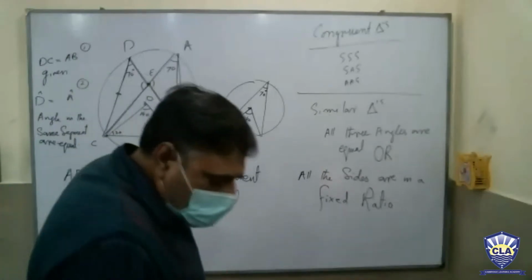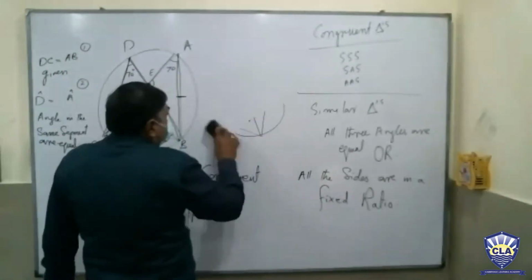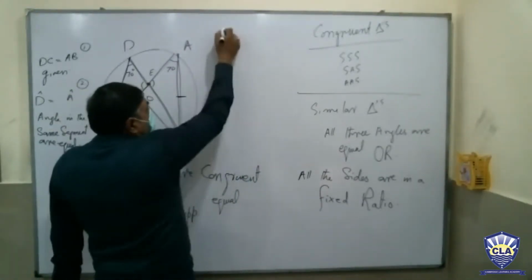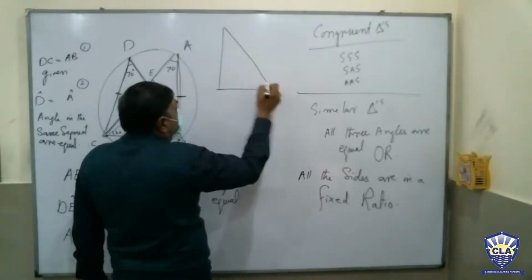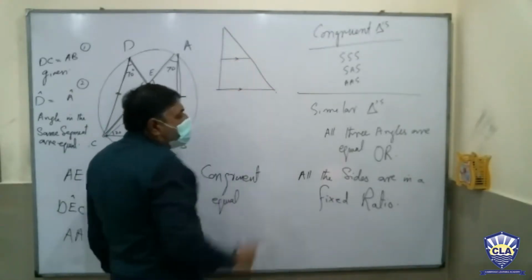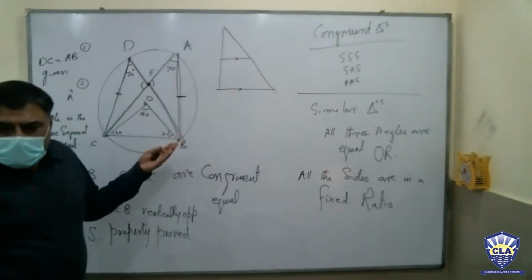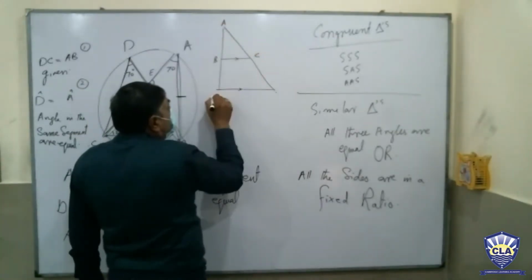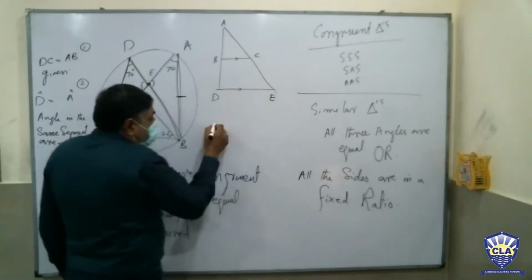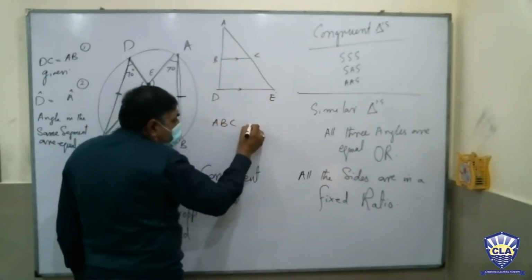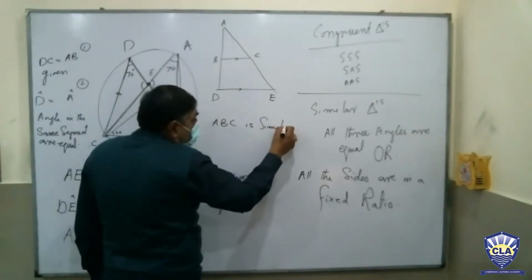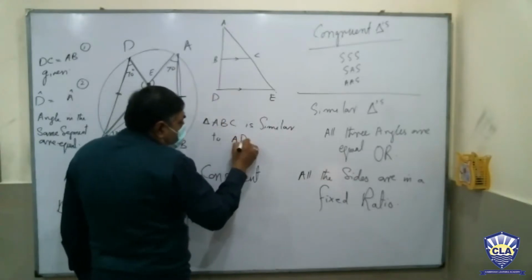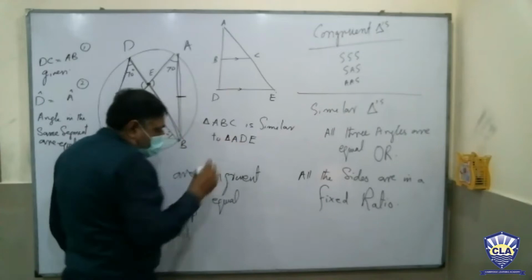So if it's written on this, I am explaining to you. For example, the two triangles are similar because all the angles are equal in this case. A, B, C, D, E. Triangle ABC is similar to triangle ADE.